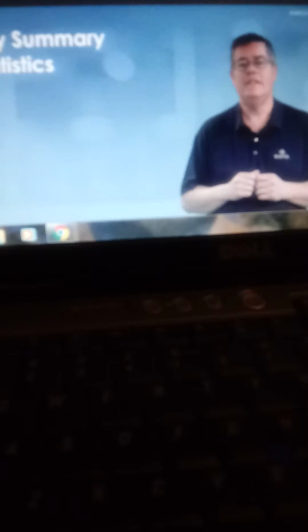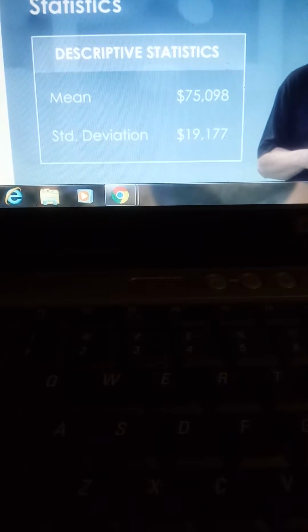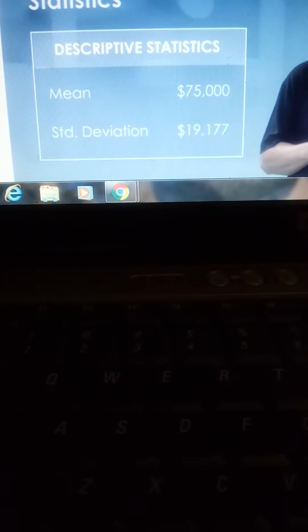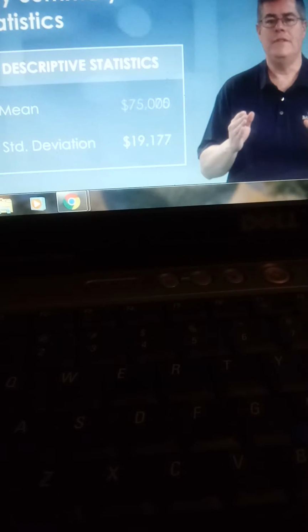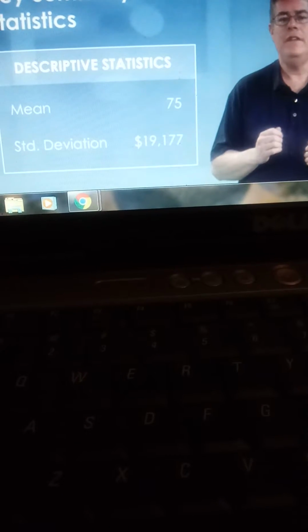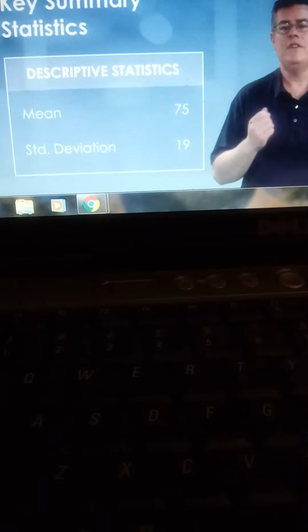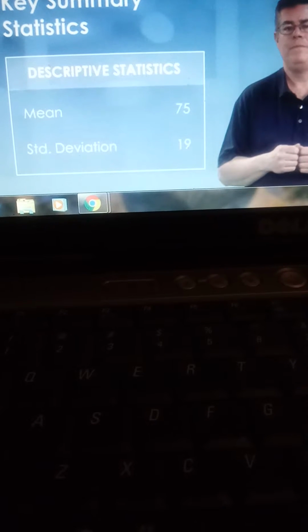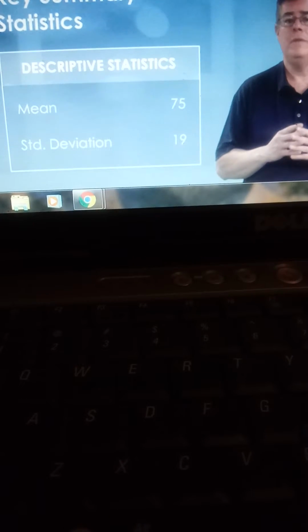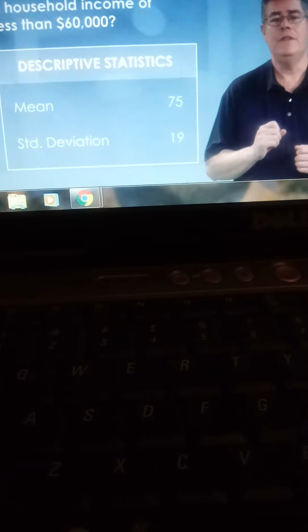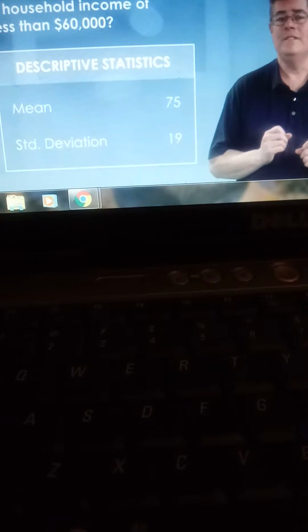my town. The key summary statistics that I was interested in were the mean and standard deviation, which are listed as follows. And for ease of explanation, I will set the mean to 75,000, which I will round off to 75, and the standard deviation of 19,000, which I'll round off to 19, just for ease of working with the numbers. My first question is to determine how many families have a household income of less than $60,000.